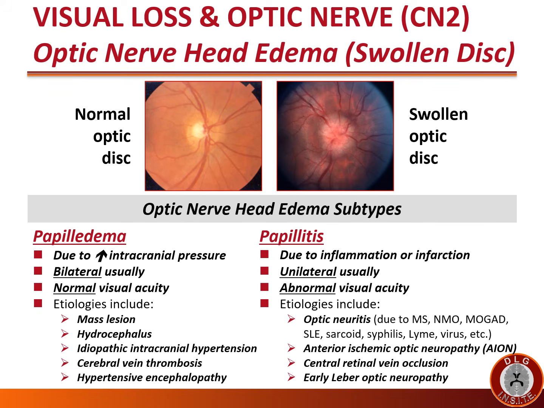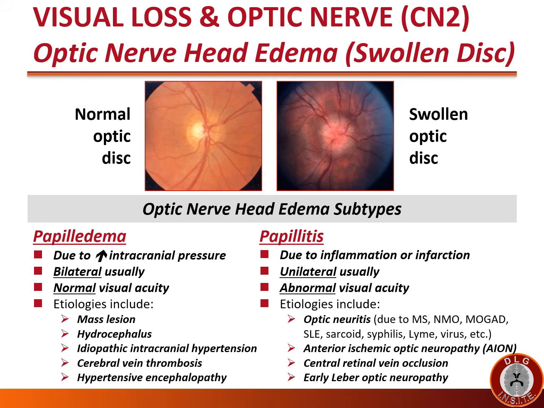In most cases, almost always in fact, papilledema will be bilateral. And in almost all cases, papilledema will be associated with normal visual acuity because compressing the optic nerve may result in loss of some peripheral vision, but central vision is intact until the end stage of papilledema, when in fact the optic nerve no longer looks swollen, it looks pale. So once you have a swollen disc in papilledema, you still have normal visual acuity. The etiologies for papilledema include a mass lesion within the head, hydrocephalus, idiopathic intracranial hypertension, cerebral vein thrombosis, and hypertensive encephalopathy. There are other possible reasons for increased ICP.